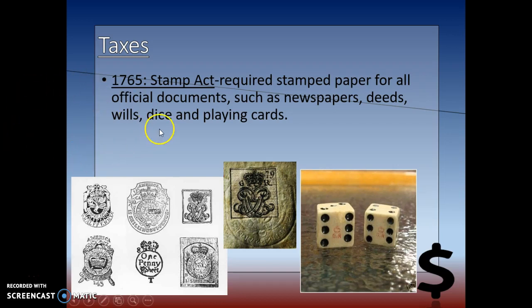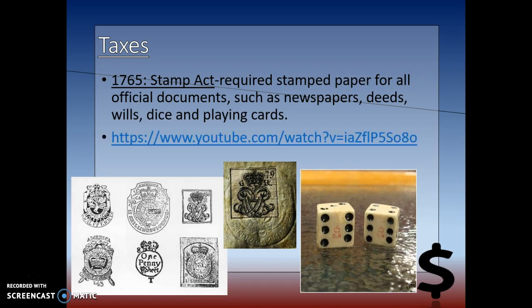This one is called the Stamp Act. This one required all paper to have a stamp on it saying that you paid a tax. All paper, including official documents, newspapers, deeds, wills, dice, playing cards, you name it. If you had it, you had to pay this tax. This enraged the colonies, and it wasn't because it was extra money, because they could afford it. It wasn't a whole lot of a tax increase, but it was about representation, and we'll talk more about that in a few minutes.